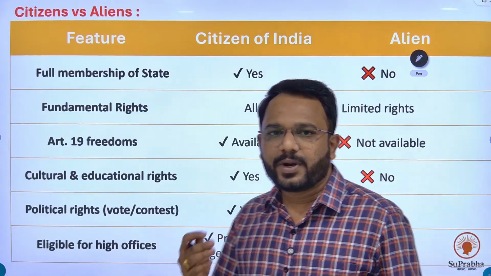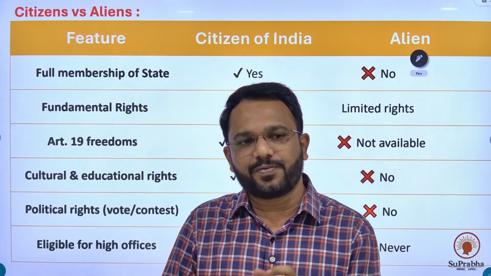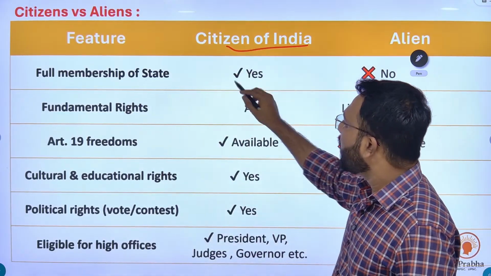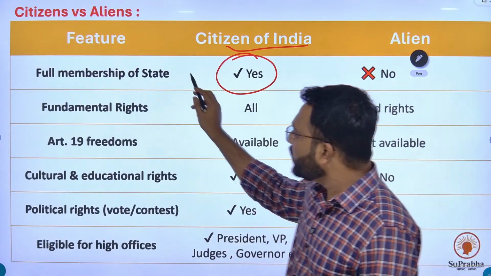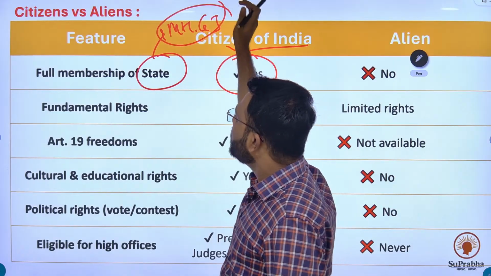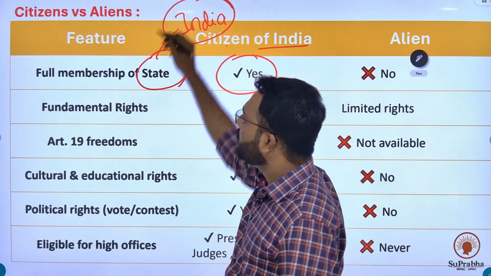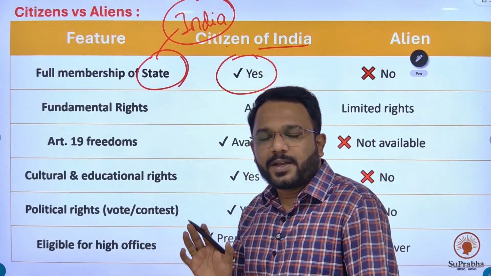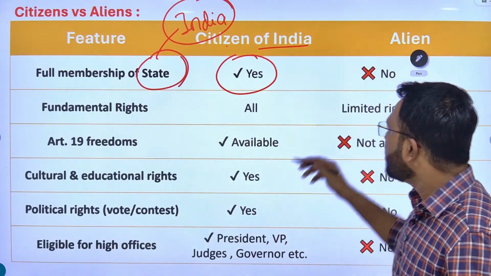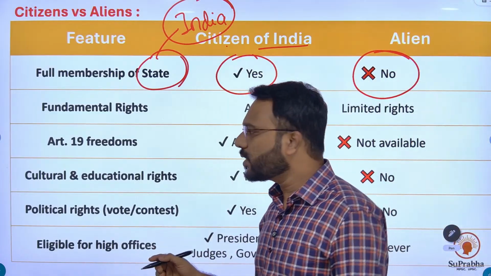Let's go through some data through which you can understand exactly what the types are and what the differences are between the rights of citizens and aliens. Citizens have full membership of the state. State means, does this mean the state of Maharashtra or Gujarat? No, here the state means the country. In our context, it is India. So if a person is a citizen of that nation, he has full membership of that nation. But aliens are not full members of that nation or country.